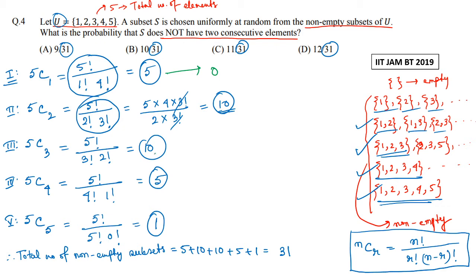Next, case number 2. Here there are 10 subsets having two elements. So which are the subsets which have two consecutive elements? They are 1 2, 2 3, 3 4, 4 5, that is 4 subsets. 4 subsets have two consecutive elements. You can cross check: 1 2, 2 3, 3 4, 4 5. That is 4 subsets which have two consecutive elements.